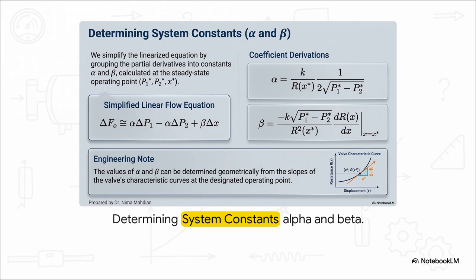We elegantly group these complex derivatives into two streamlined system constants, alpha and beta. And as you can see, the exact values of alpha and beta aren't just abstract theory. They can actually be determined geometrically right off the slopes of the valve's characteristic curve at our designated operating point. It's just a beautiful marriage of abstract calculus and practical mechanics.